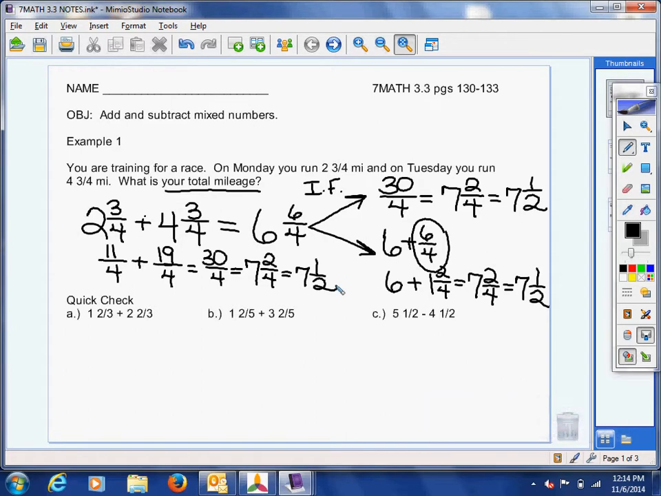Okay. Now everybody take a second and let's do 1 2/3 plus 2 2/3. Pick your strategy and try it. If you have already done that one, go to B. And if you've already done that one, go to C.